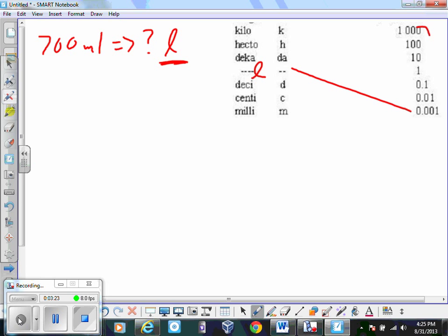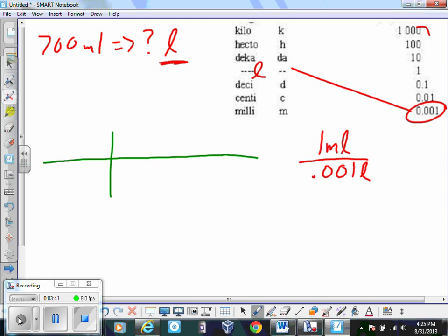Our relationship that describes this is 1 milliliter. Remember, the number here always goes with the base, is equal to 0.001 liters. Okay? So if you do it the way I suggested, you can draw in your table like this. Now there's one other way to draw the table, and I'll show you that on the bottom of this page too. But what you want to do first is put in your known. So we have 700 milliliters.